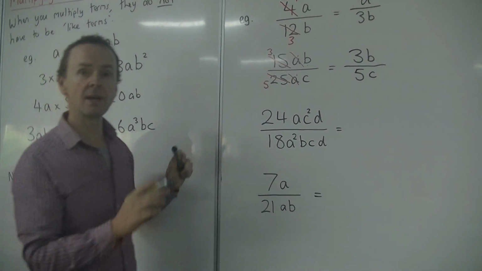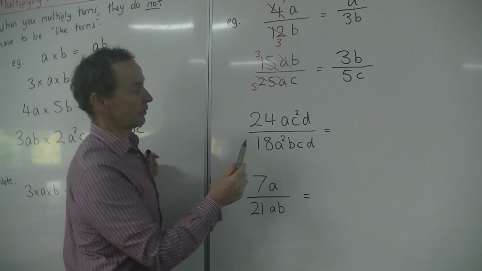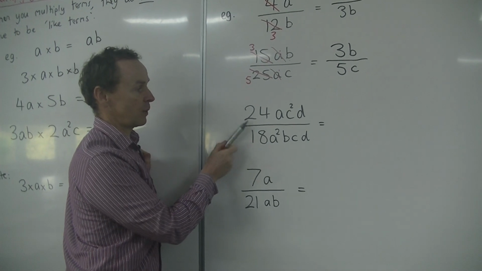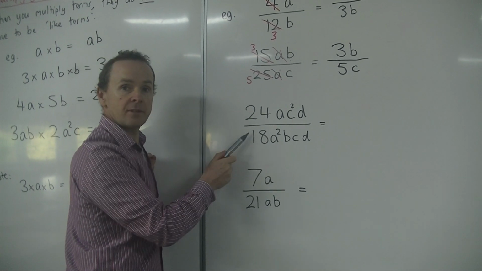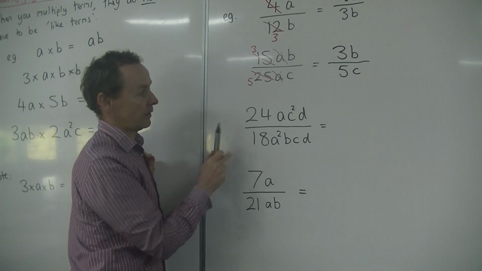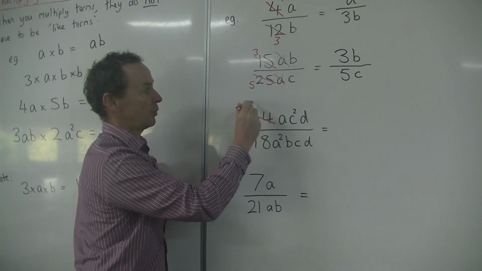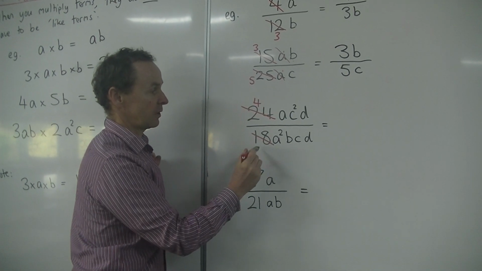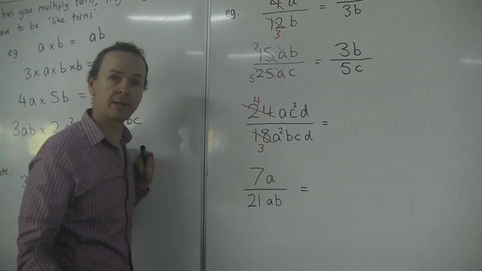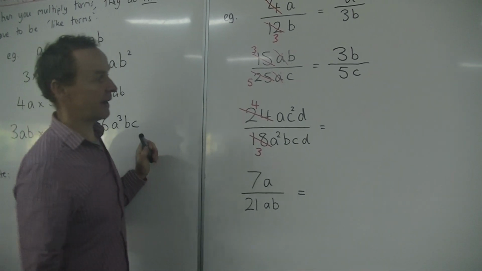Let's look at the numbers. Keep it simple, everyone. Do it step by step. Look at the numbers first. 24 and 18. I know 6 is the highest common factor that goes into both of those. 6 goes into 24 4 times. 6 goes into 18 3 times. That was easy. Now let's look at the A term.